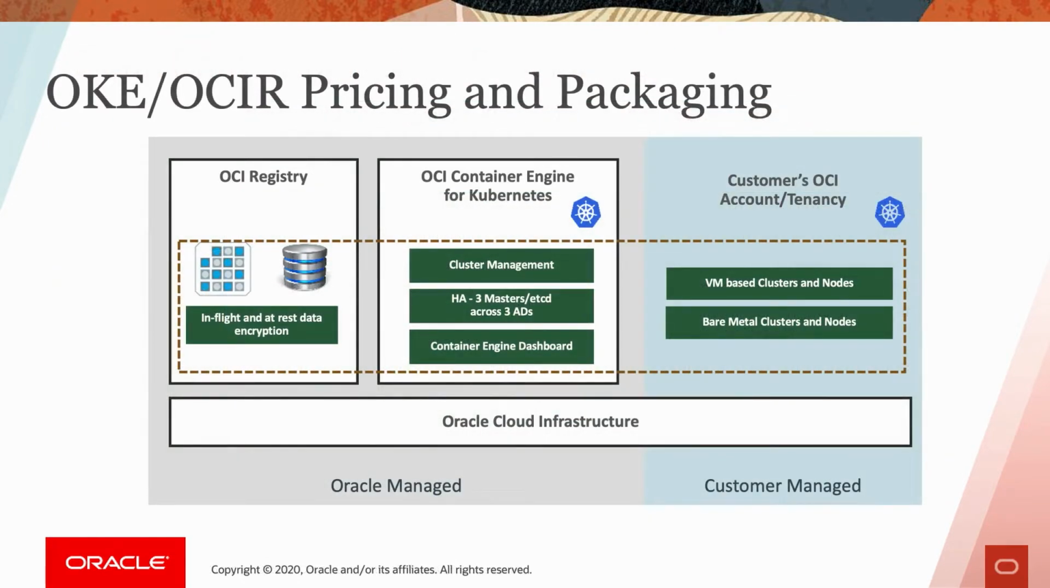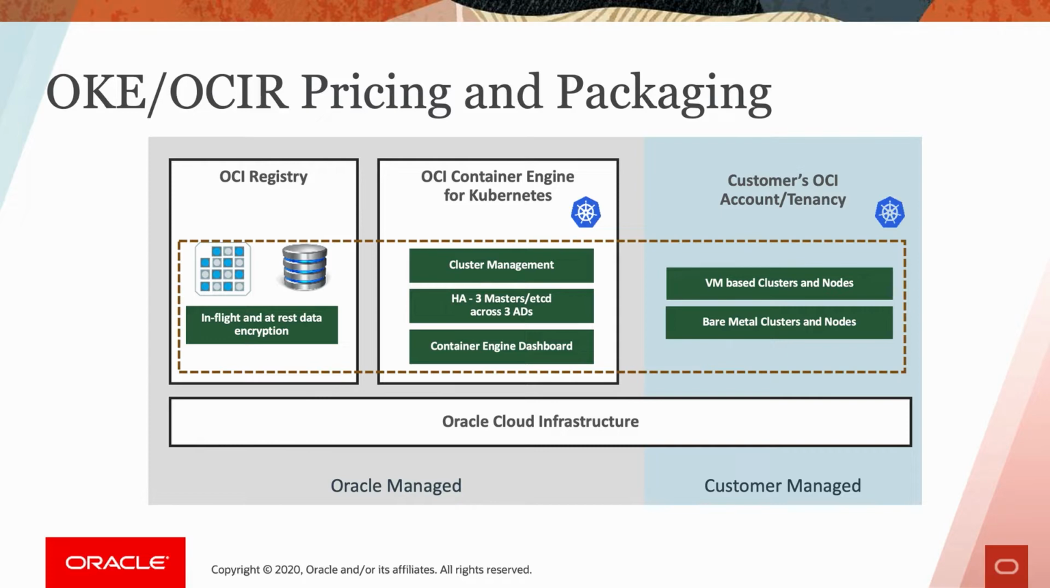So let's look a little bit at the OKE OCI pricing and packaging. If you look at the gray shaded area, you can see that OKE and OCIR includes the OCIR registry and OKE, and that is the managed portion of the service. The stuff on the right, which is the customer's tenancy, the account, this is what the customer manages. The gray shaded area is what Oracle manages, and the customer does not have to be concerned about that piece.